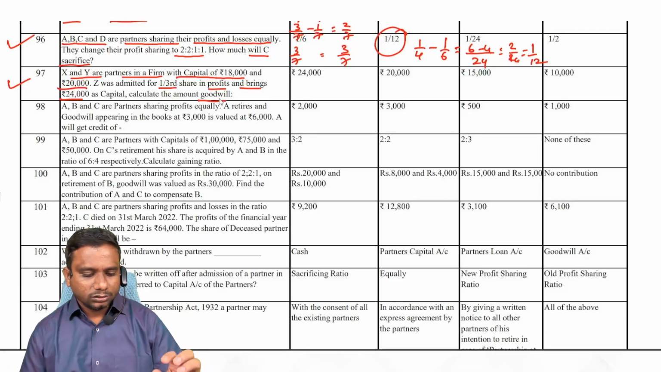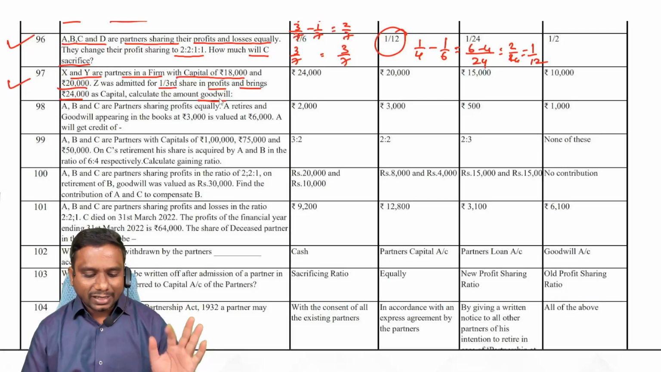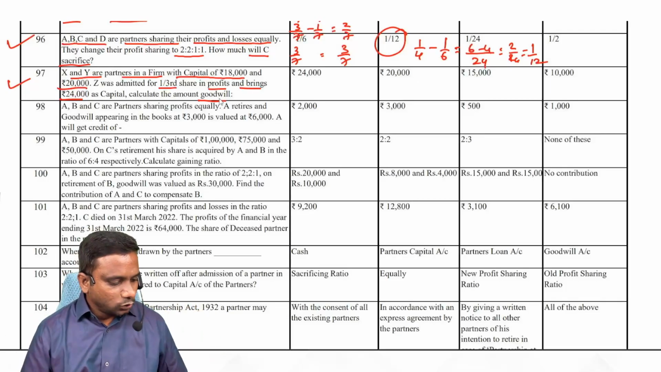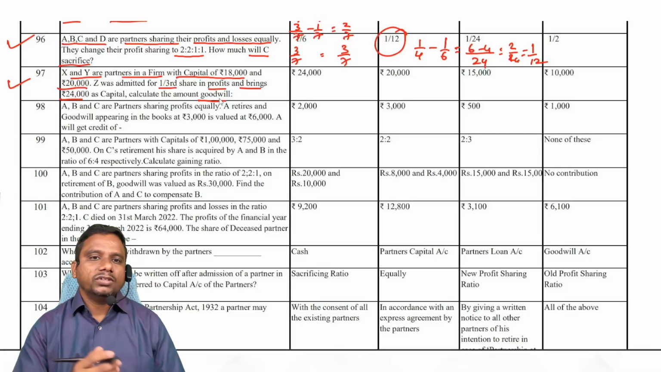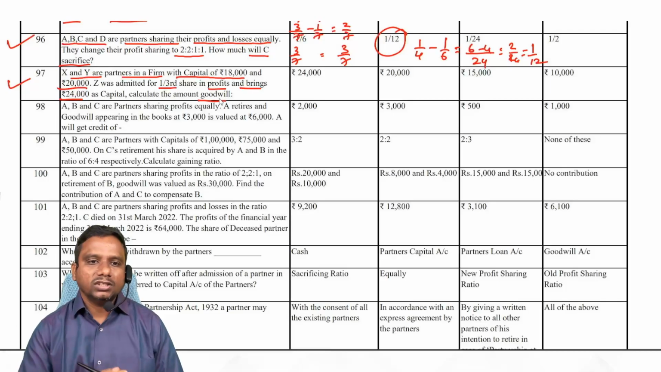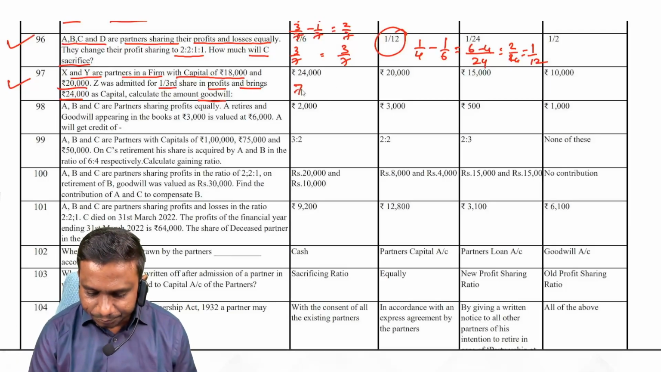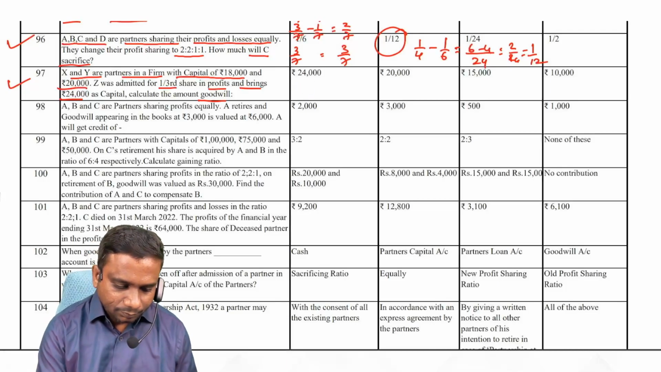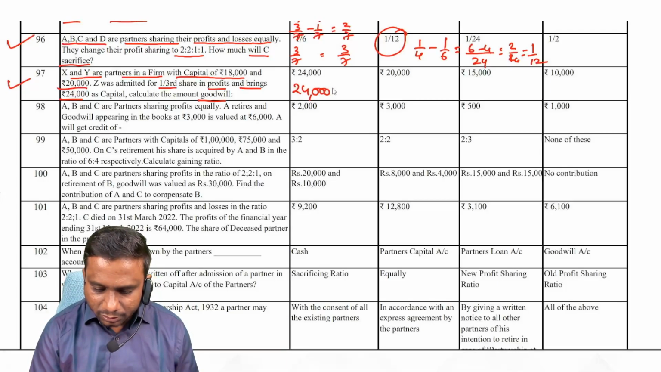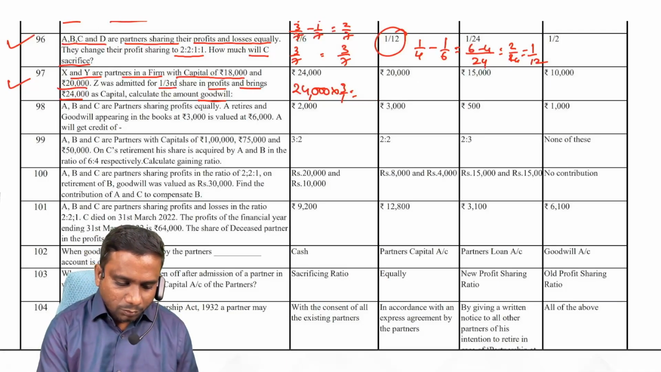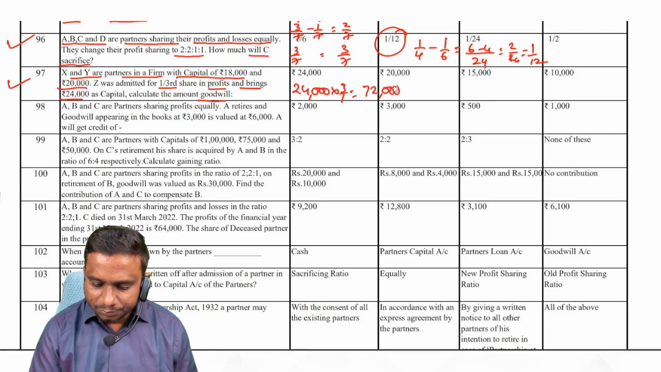Z brought 24,000 as capital for one third share. That means what is the total capital in the firm? 24,000 into 3, reciprocal of his share, 3 by 1. So total capital must be 72,000.